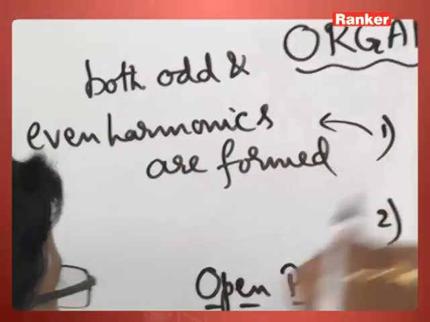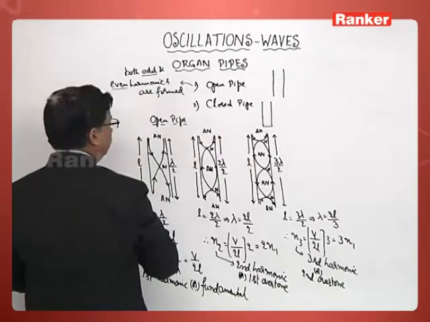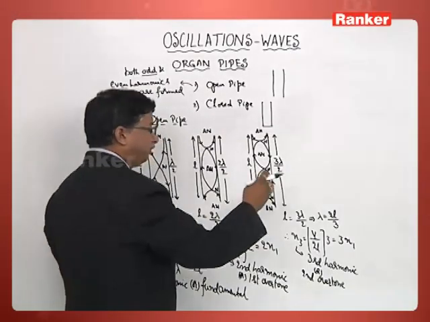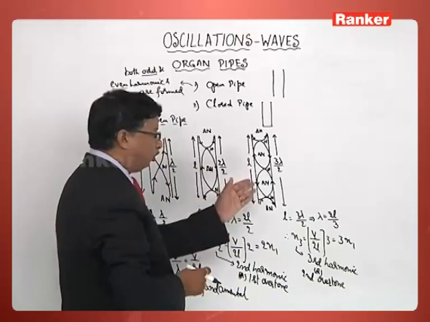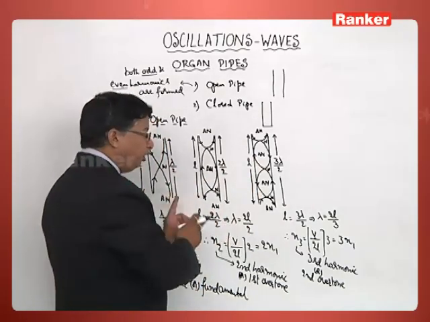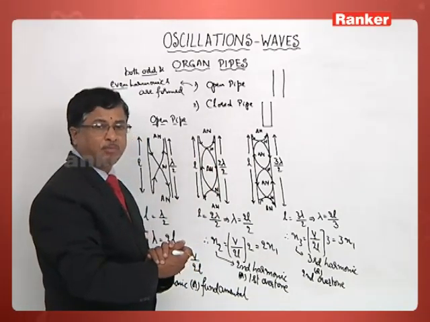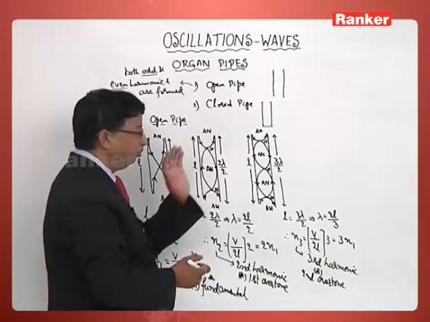So in an open pipe, odd harmonics are also formed, even numbered harmonics are also formed, like 1, 3, 5, 7 odd numbers, 2, 4, 6, 8 like even numbers. All are possible. Right from 1 to infinity, you will be finding different types of harmonics. They are being formed in the case of an open pipe.